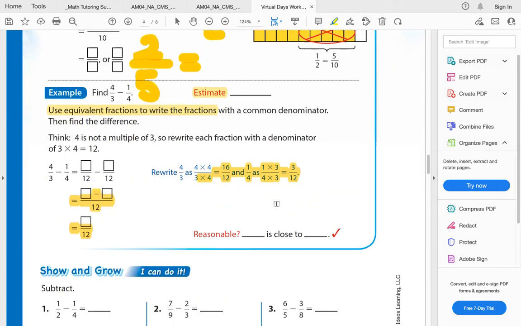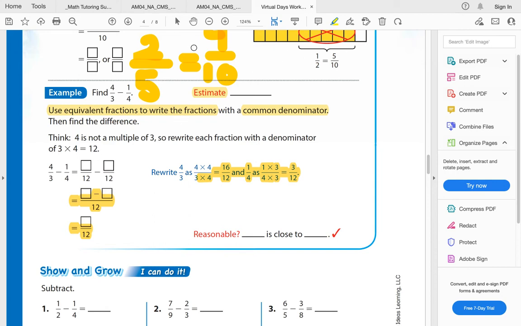Okay, one last example. We're going to calculate the difference between 4/3, that's an improper fraction, so this represents an amount that's greater than 1 whole, 4/3 minus 1/4. And it tells us to use equivalent fractions to write the fractions with a common denominator. Okay? And then we'll find the difference. 4 is not a multiple of 3, so rewrite each fraction with a denominator of 3 times 4 equals 12.